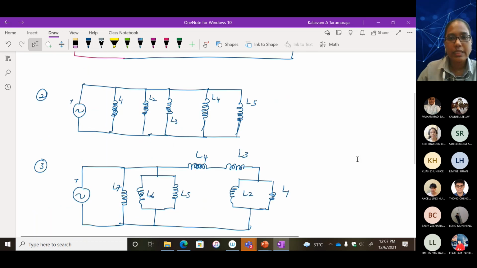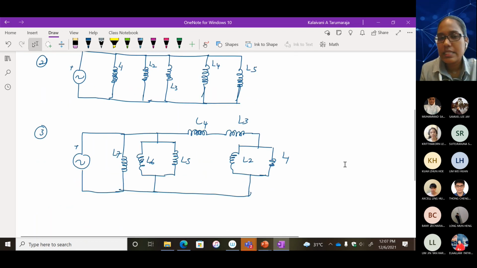All right, the next one. Can anyone define for me what circuit it is? The third figure here.